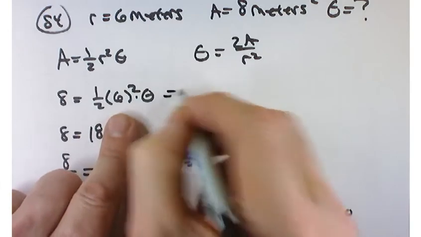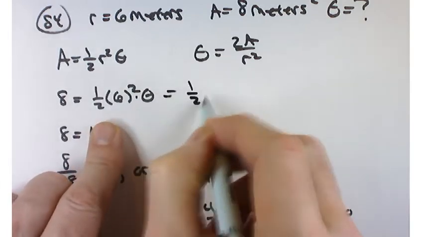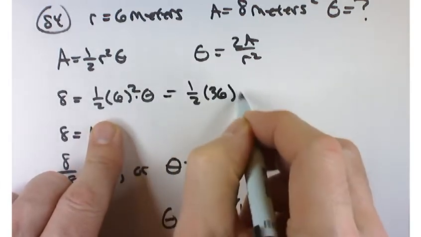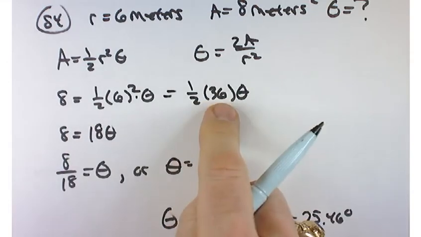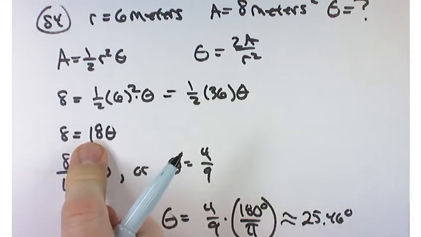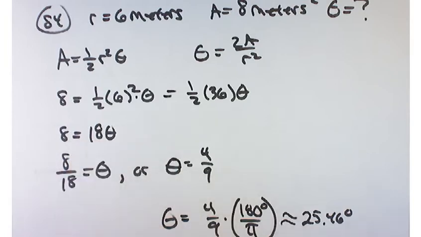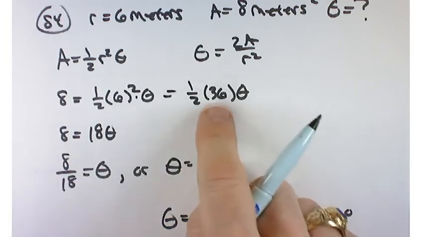Well, let me add a little step here. 6 squared is 36. 1/2 of 36, that's where I got the 18. Okay? Yeah, I just didn't show that extra step. My bad.